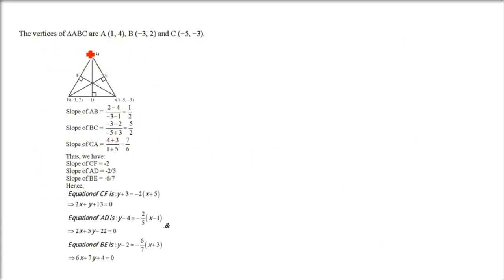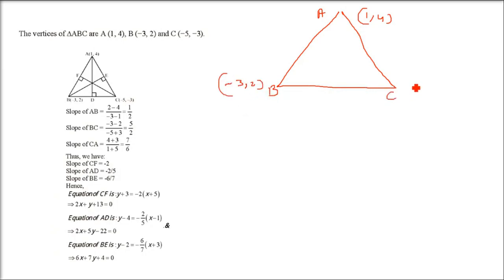Next is find the equations of the altitudes of a triangle ABC whose vertices are A, B, C. 3 vertices are given. So we have to find out the equation of the altitudes. One of the altitudes I'm going to find and 2 you are going to do. So this is a triangle. You have A (1, 4), this is B, which is (minus 3, 2), and C is (minus 5, minus 3).